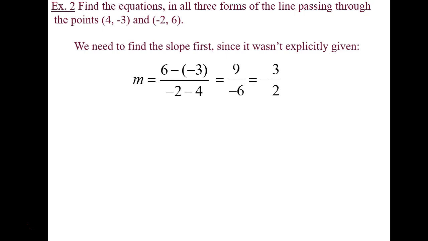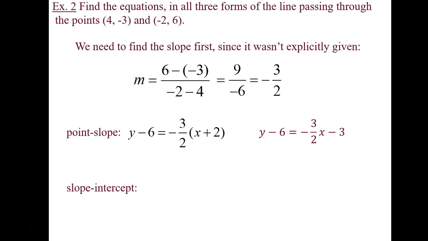Now let's go back to the equation that they wanted. We need to write the equation in point slope form to start off. You could pick either point, it makes no difference. I chose the second one, no particular reason. So I've got y minus 6 equals negative 3/2 times x minus a negative 2, which is x plus 2.